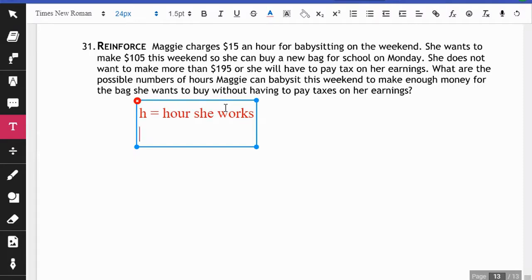So she wants to earn $105, right? At least. Maybe more, but certainly at least. So she makes $15 an hour. $15 per hour times every hour needs to be at least 105. But it can't be more than 195. She does not want to make more than that.